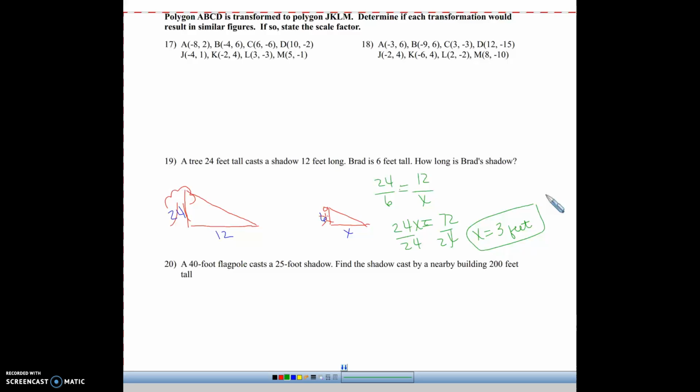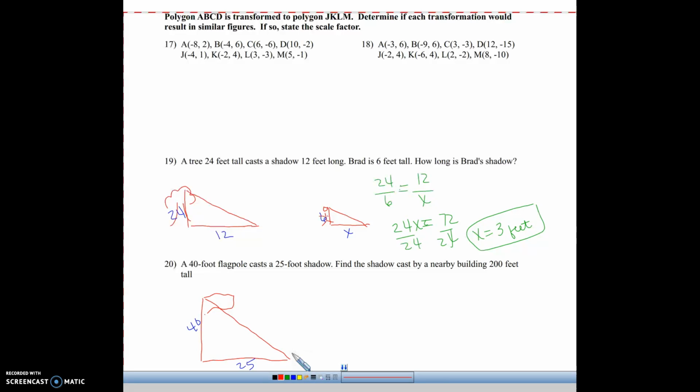Okay, and number 20. Again, word problem, two things going on, so we're going to set up a picture. We have a flagpole that is 40 feet. So here's my flagpole with my flag waving on it. It is 40 feet, and it casts a shadow. The shadow's always on the ground. So I've got a 40-foot flagpole. It casts a shadow that's 25 feet. And it makes a triangle with the ground.